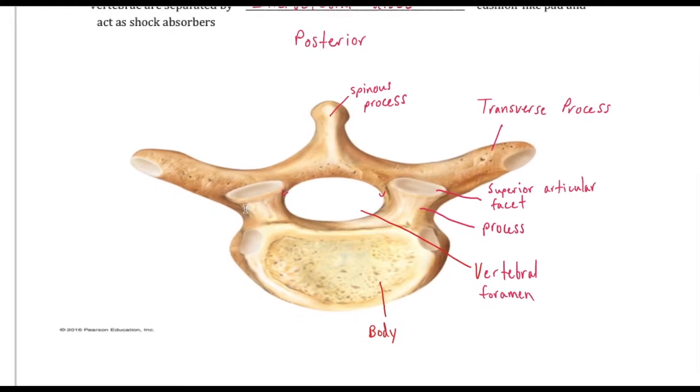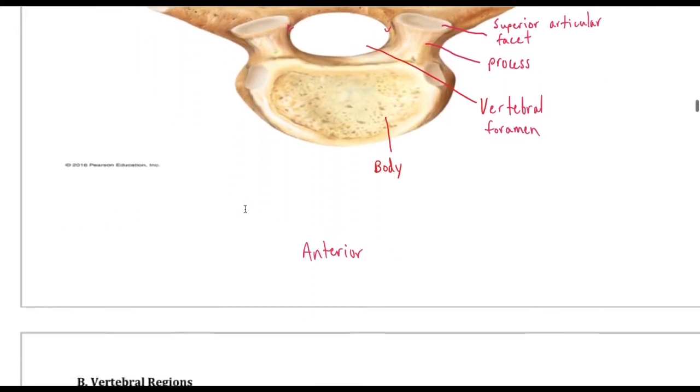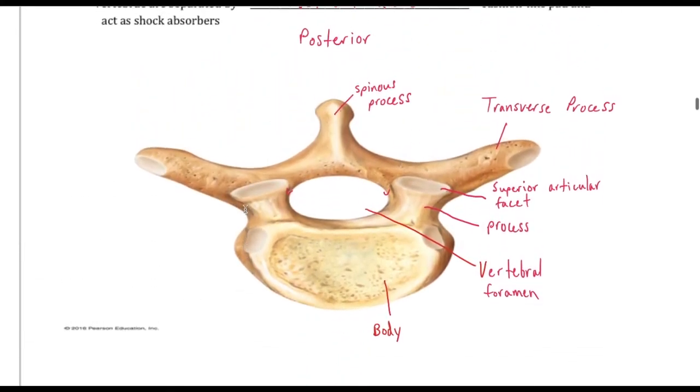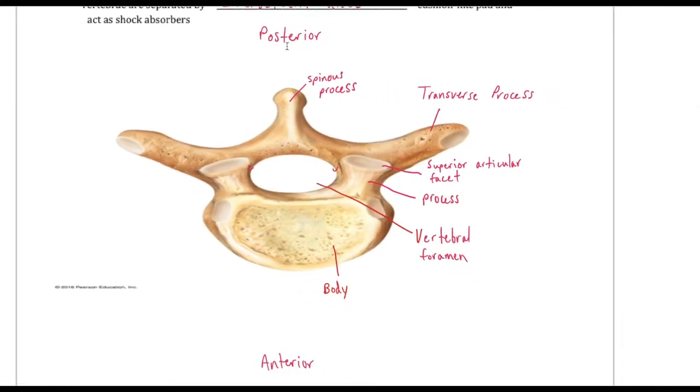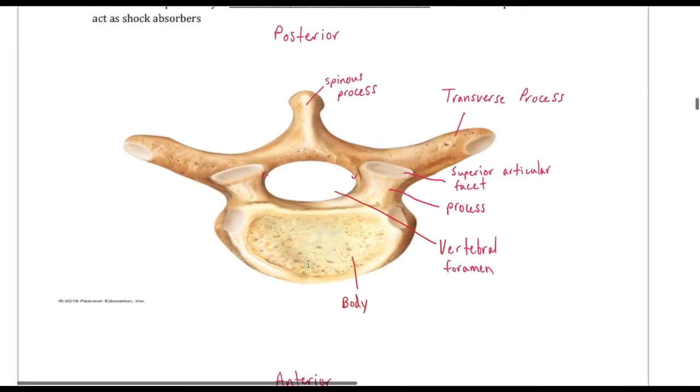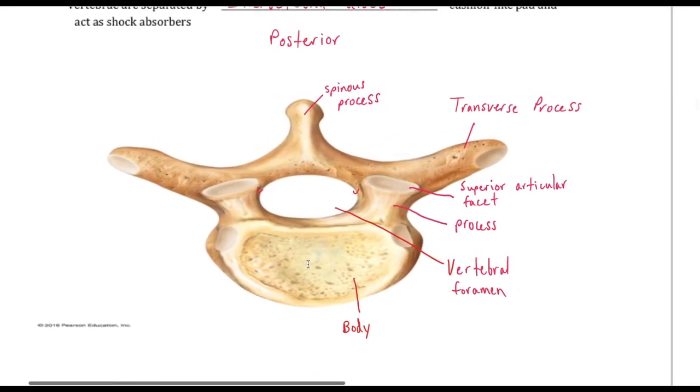So make sure that you know the typical, but we're going to talk about the individual types of vertebrae next. And also I've labeled anterior and posterior, so I'll zoom out just a little bit. Our posterior side is where our spinous process is, and our anterior is where our body is, or the weight bearing part.